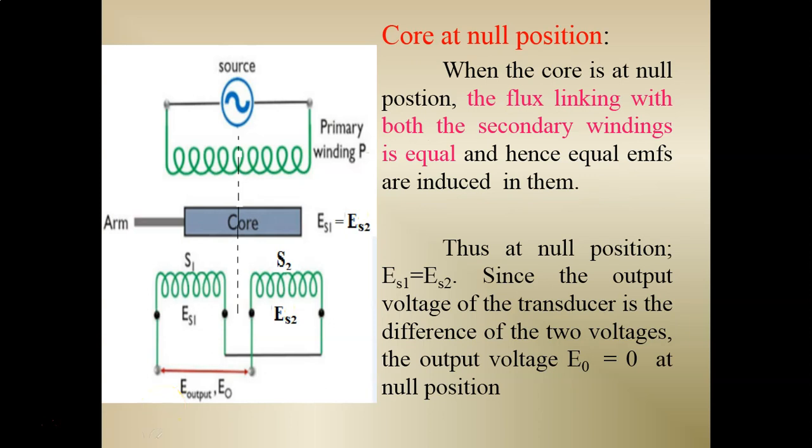Core at null position. When the core is at the median of S1 and S2, the flux induced from the primary to the secondary will be the same. Since the flux in S1 and S2 is the same, the output voltage, which is the difference between ES1 and ES2, will be 0.